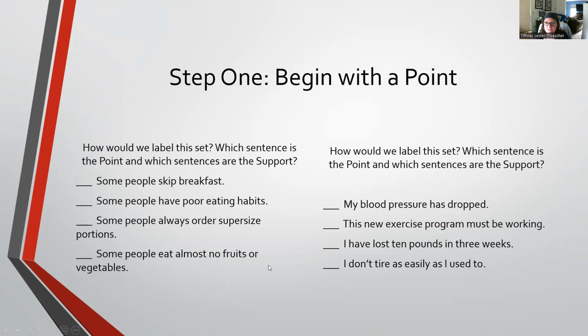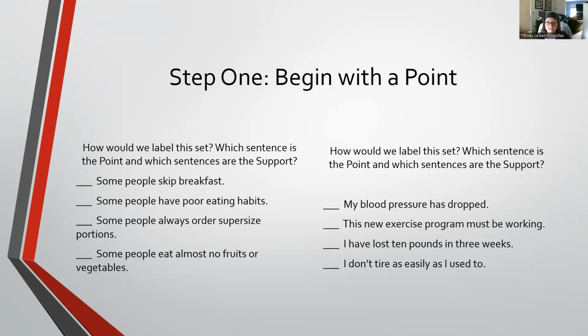Let's take a look and see how we would label these sets, okay? So we've got 4 sentences over here on this side. We have to figure out which one of those sentences encapsulates the point of the set and which sentences are the supporting main ideas for that point. So the sentences we have here are: some people skip breakfast, some people have poor eating habits, some people always order supersized portions, some people eat almost no fruits or vegetables.